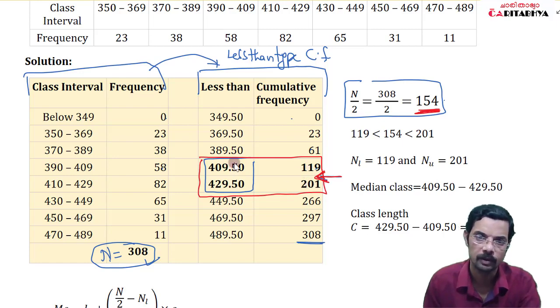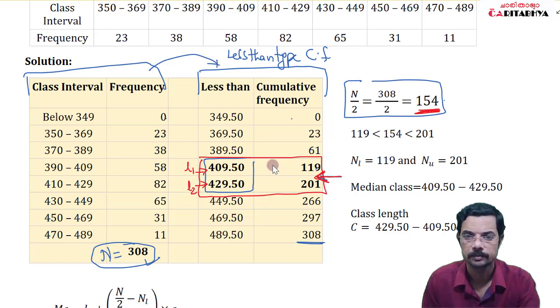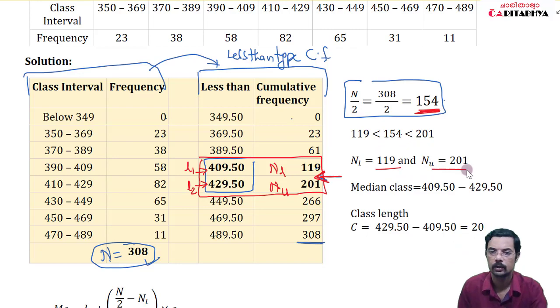So therefore, we consider the corresponding boundaries, that is 409.50 and 429.50. So this is your L1, this is your L2. L1 is 409.50 and L2 is 429.50, and this is NL, the lower boundary point, and NU for the upper boundary point. Fill out all the values into the formula.